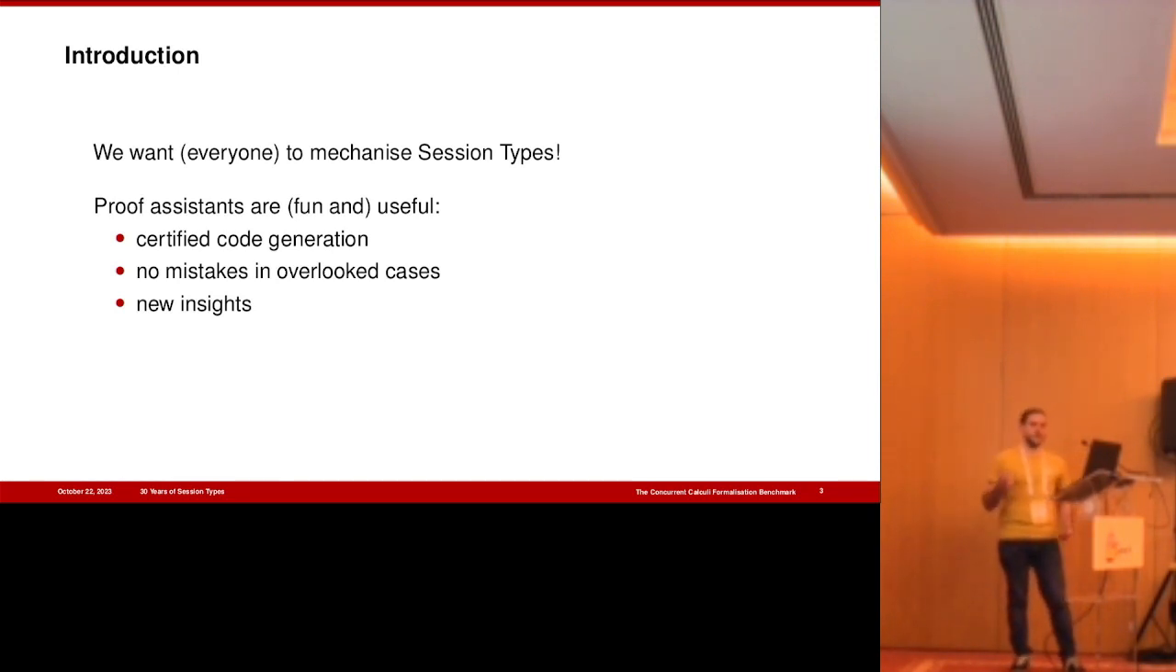First of all, when you mechanize computer science method theory, programming language method theory, you can get out of the mechanized proofs and definitions certified code into a target programming language, a mainstream programming language, because you could consider the proof assistant a programming language itself. Then also mechanized proofs help you avoid mistakes in overlooked cases.